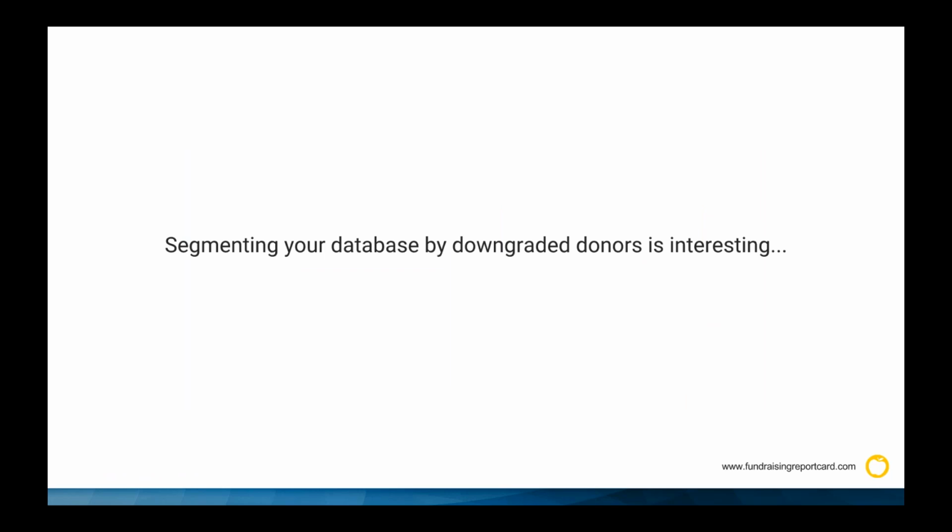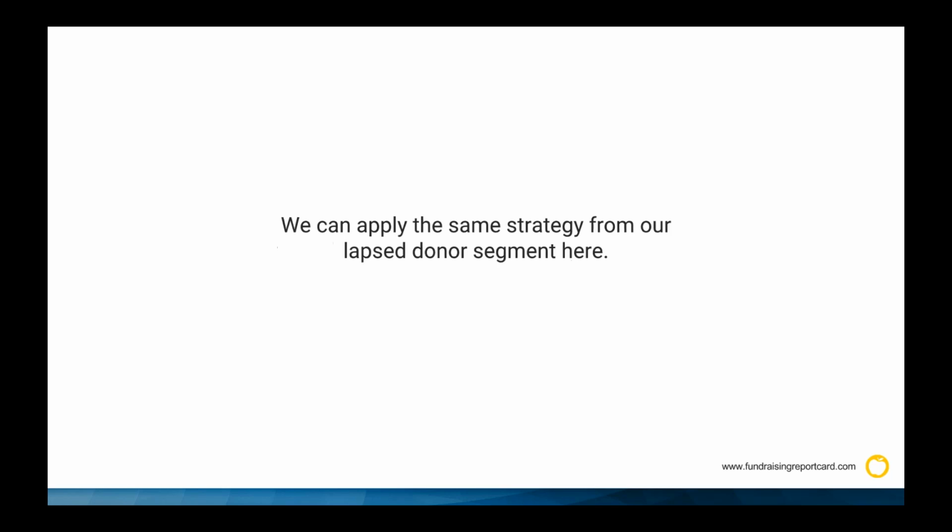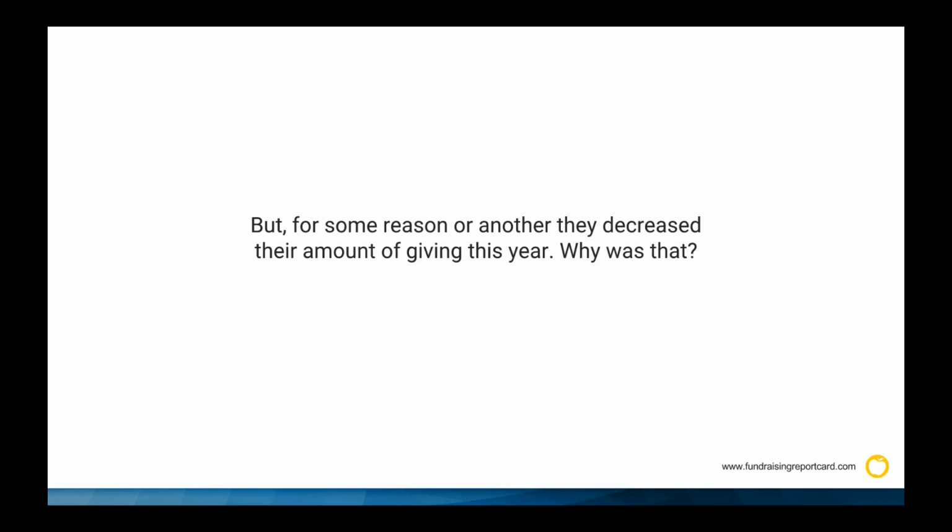So segmenting by downgraded donors is interesting, right? Donors who are retained, which is a good thing. But for some reason, they decreased their amount of giving. Poses the question, right? Why was that? It's another concept here with data-driven fundraising, to use the data to help pose questions.